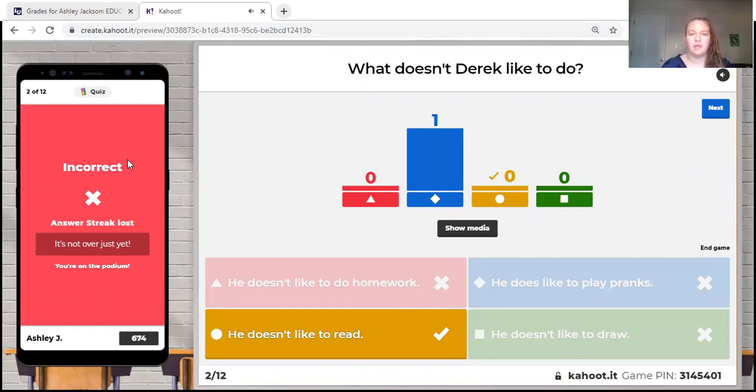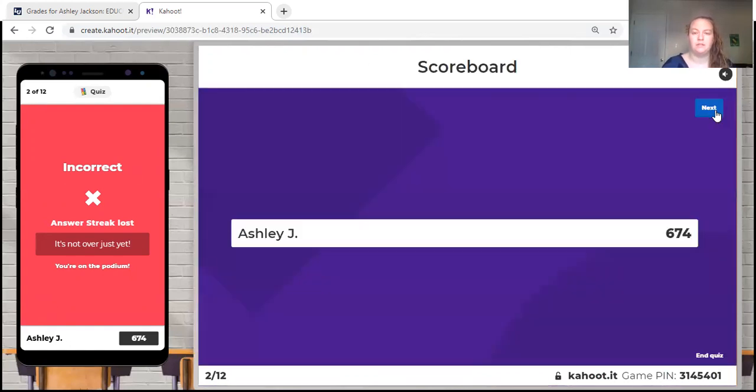At this point, as a teacher, I would go through and see what they selected wrong, and we talk about it. The student selected, he does like to play pranks, which is correct that he does like to play pranks, but the question asked, what doesn't Derek like to do? So you have to be really careful of how you're reading the question and how you're answering the question. He doesn't like to read. Students stay at the same points because they don't receive points if they get it wrong.